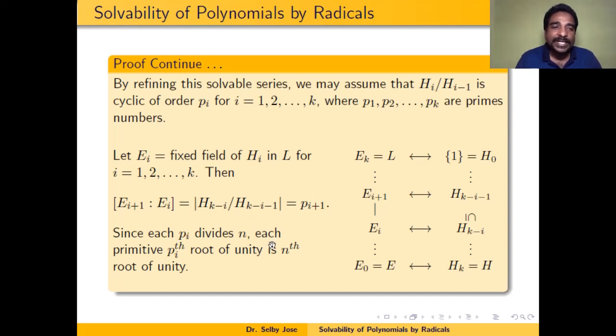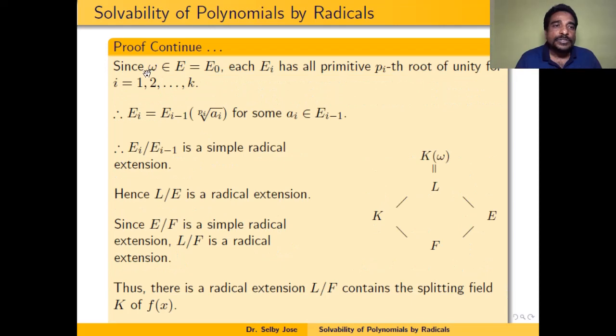And each pi divides n, because the degree of the extension L over E divides n. So pi must divide n. And because of that, a primitive pi-th root of unity is an n-th root of unity. Because omega is in E, omega is the primitive n-th root of unity. Because omega is in E, which is the same as E0, each Ei has all pi-th roots of unity for i equal to 1 to k.